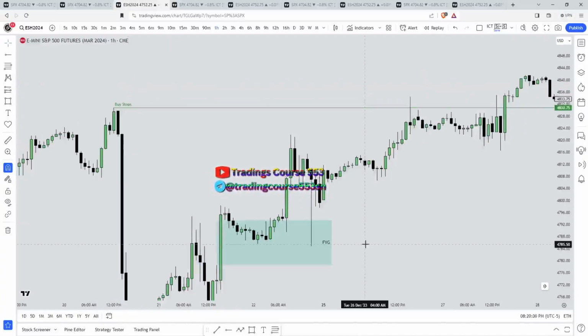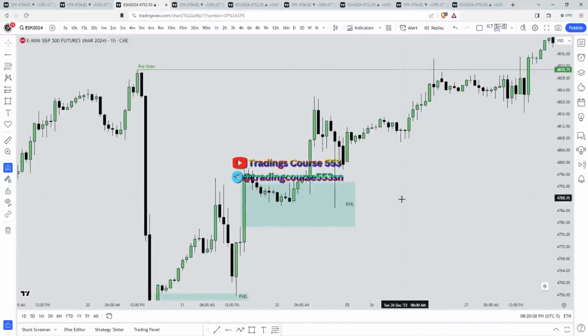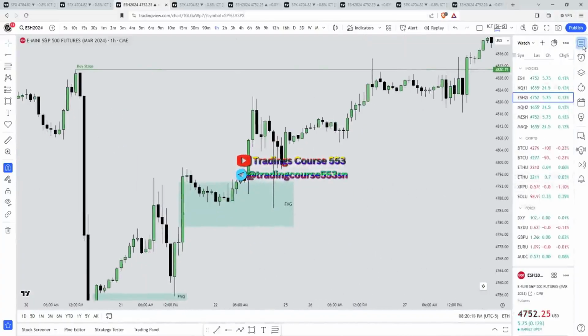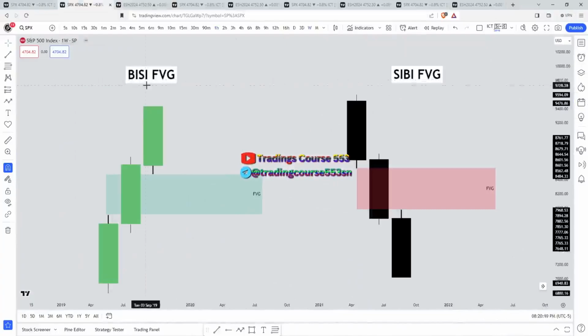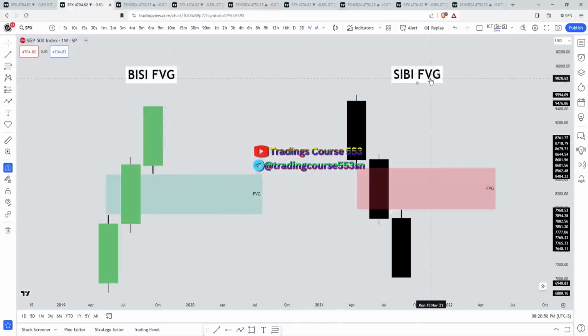So I'm going to teach a model in this series where you'll be able to find the draw on liquidity. You'll be able to know which levels to target, and that'll help you to mark out PD arrays along the way and be on the right side of the curve. So those are bullish and bearish fair value gaps, or BISI and SIBI. Buy side imbalance, sell side inefficiency is the bullish fair value gap. Sell side imbalance, buy side inefficiency is the bearish fair value gap.